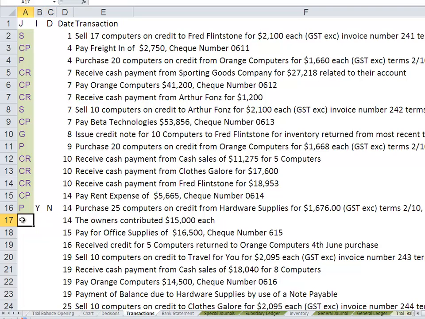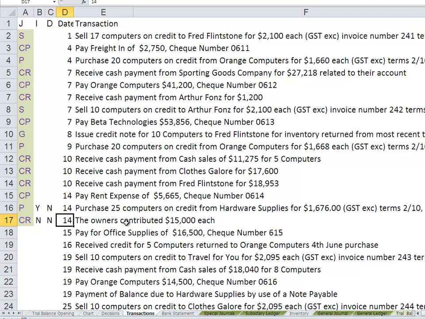So let's do the next transaction. The next transaction, the owners contribute 15,000 each. What's that going to be? Well, if they contribute to us, we're going to get money. It's going to go in the bank, and that will be cash receipts journal. Is any inventory involved? No. Any discount? No. So this is a fairly straightforward one.